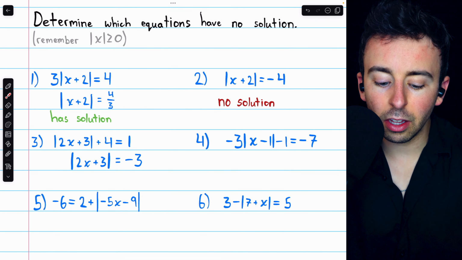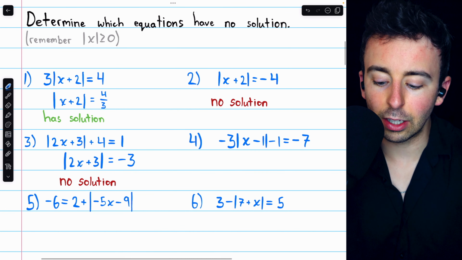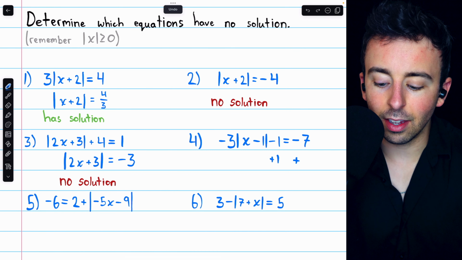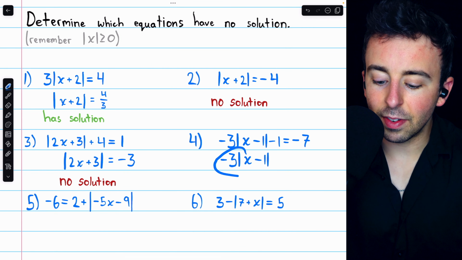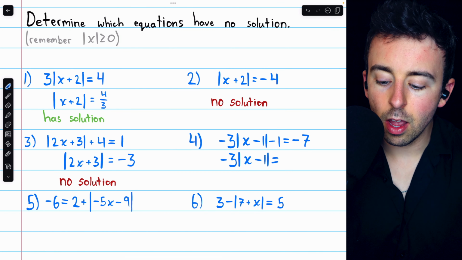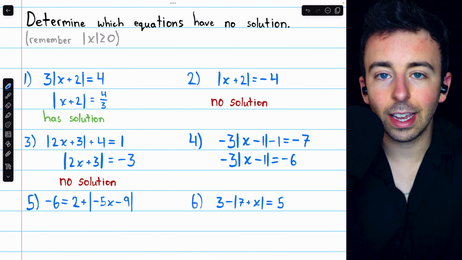In equation 4, we see that negative 3 times the absolute value of x minus 1, plus 1, must equal negative 7. So let's get the absolute value bars by themselves before we make a conclusion here. Let's start by subtracting 1 from both sides of this equation. Then we'll have negative 3 times the absolute value of x minus 1 equals, on the right, negative 7 plus 1, which is negative 6.